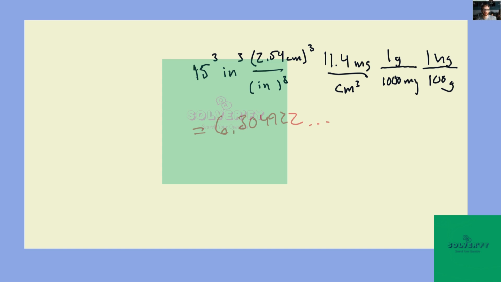That's too many digits, right? Because we're doing unit conversion here, we should remember sig figs. Okay. We were told the density of gold was 11.4 milligrams per centimeter cubed, right? That's 3 sig figs. All we did is multiplication. So we should retain 3 sig figs, which means our final answer should be 6.30.